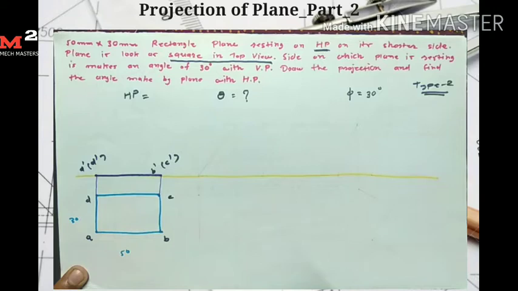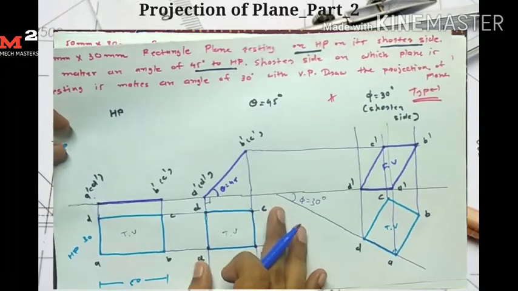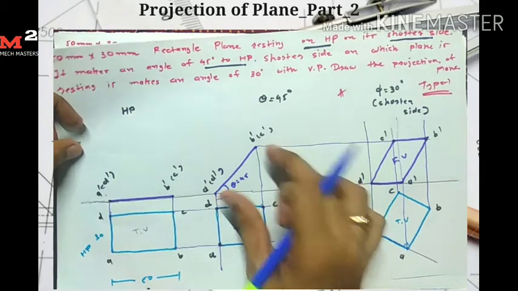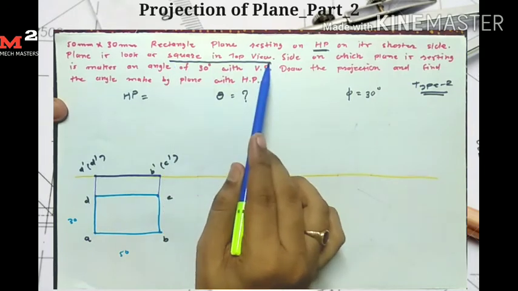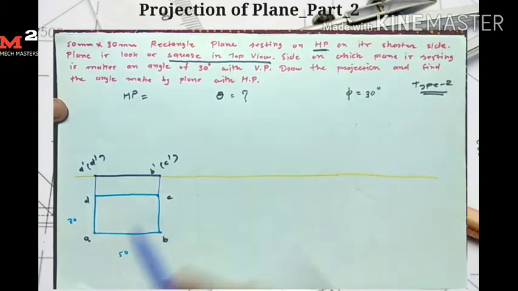Now in the second stage, in type 1 the angle theta is given, so we simply draw this line at an angle of 45 or the given theta. Here in this case theta is not given, we are required to find the angle theta. But one condition is given: the plane looks like a square in top view. Square means here a square of 30 mm side, because this length of 50 mm is reduced due to the inclination, due to the angle theta. So this 50 mm line becomes 30 mm due to inclination.